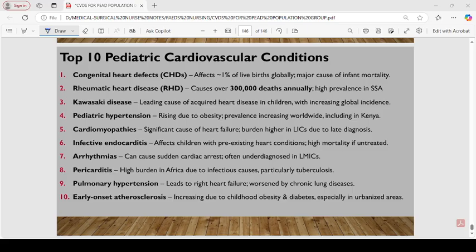Lastly, early onset atherosclerosis is increasing. It's increasing in children due to childhood obesity and diabetes, especially in urbanized areas. So, ladies and gents, that brings us to the end of our presentation on pediatric cardiovascular disorders. In this session, we have covered congenital and acquired heart diseases, their pathophysiology, clinical presentation, and management. I hope that you find this presentation useful.